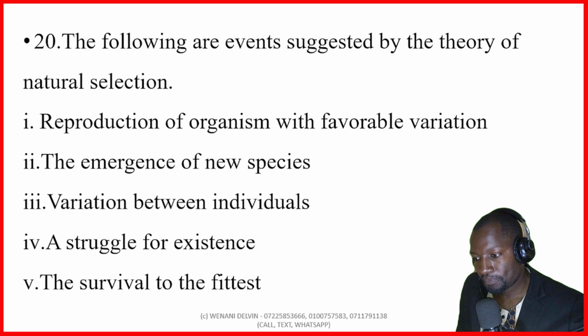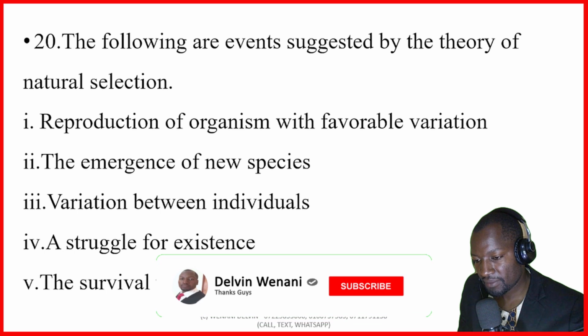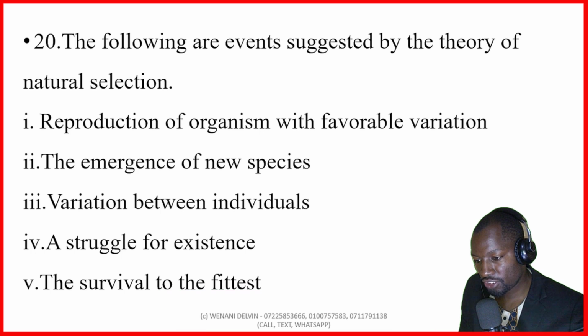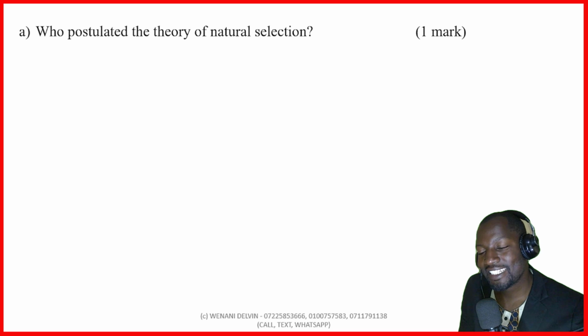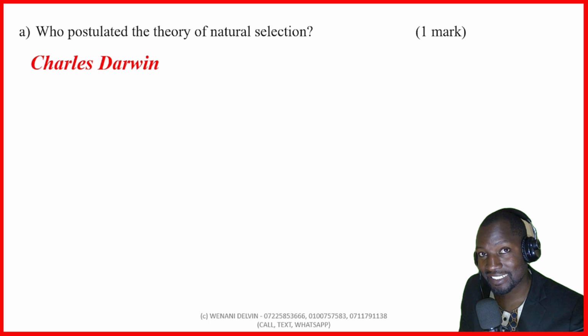Number 20, the following are events suggested by the theory of natural selection. Number 1, reproduction of organisms with favorable variation, the emergence of new species, variation between individuals, struggle for existence, and then the survival of the fittest. Question number 1, who postulated the theory of natural selection? And this was Charles Darwin.